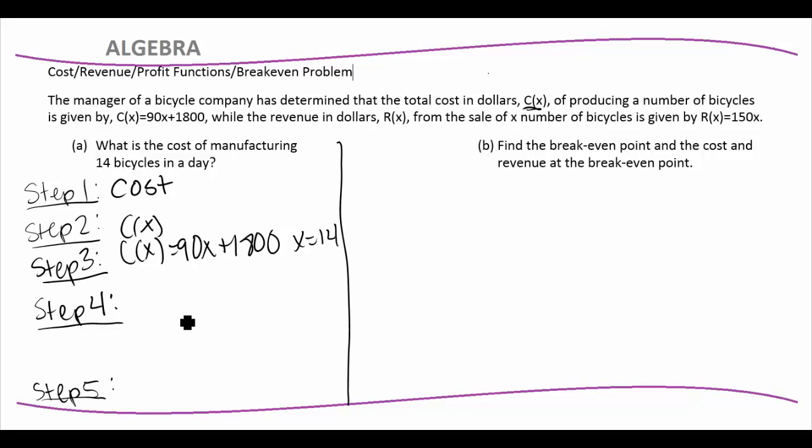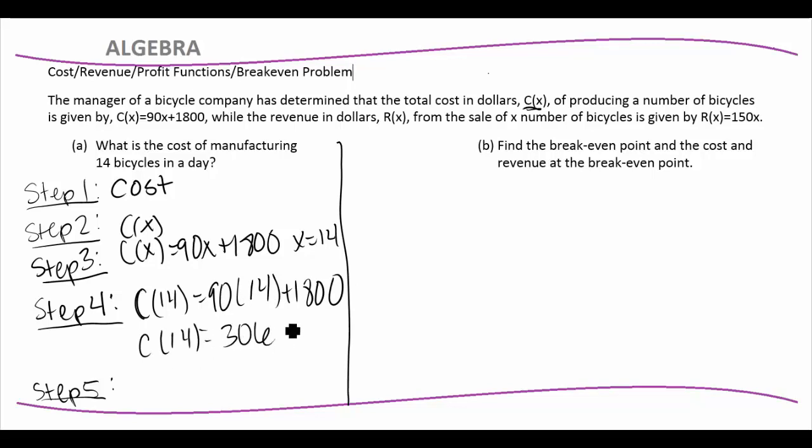Step 4, solve the equation and answer the original question. So we're going to plug in 14 for X. So we're going to have C of 14 equals 90 times 14 plus 1800. And when you simplify that, you get C of 14 is equal to 3060.